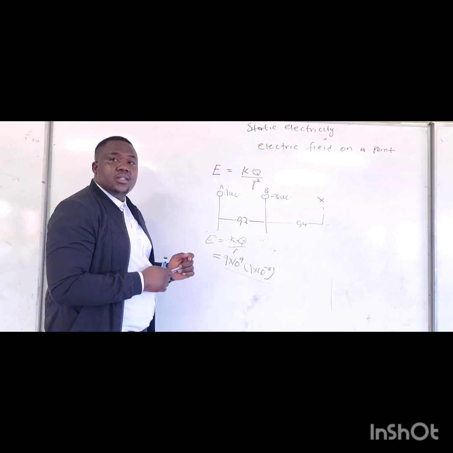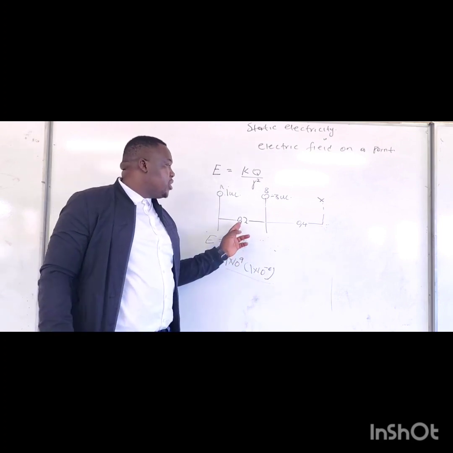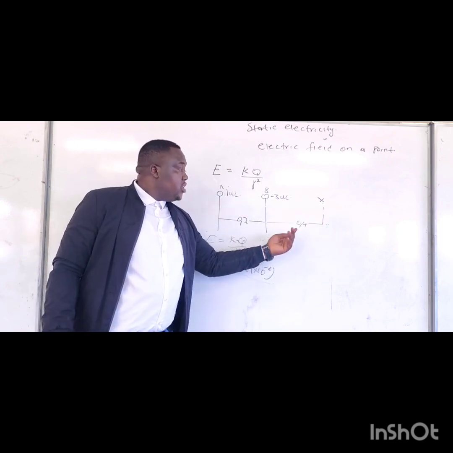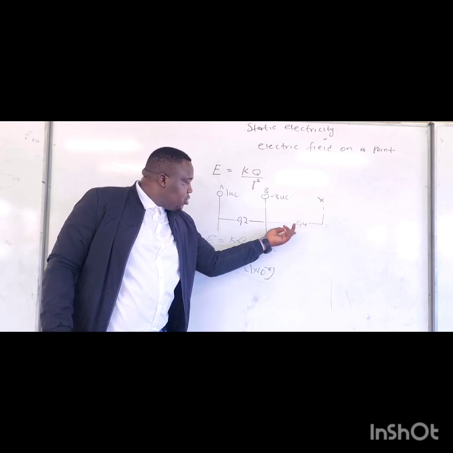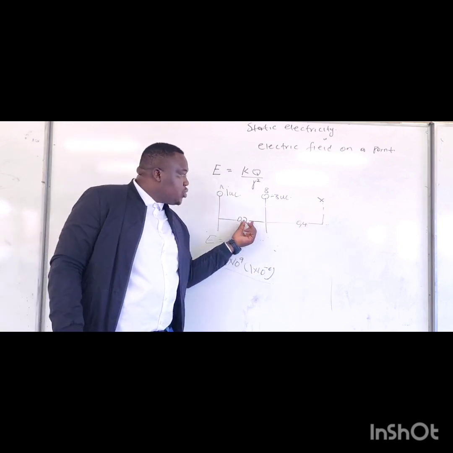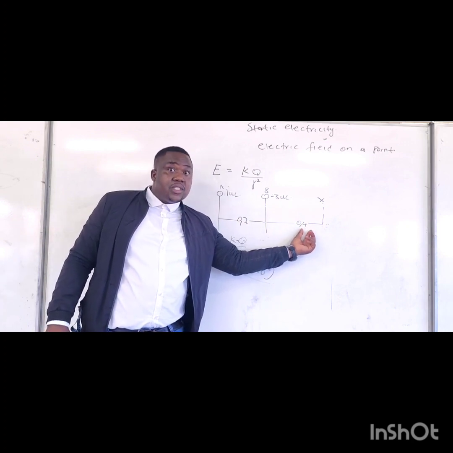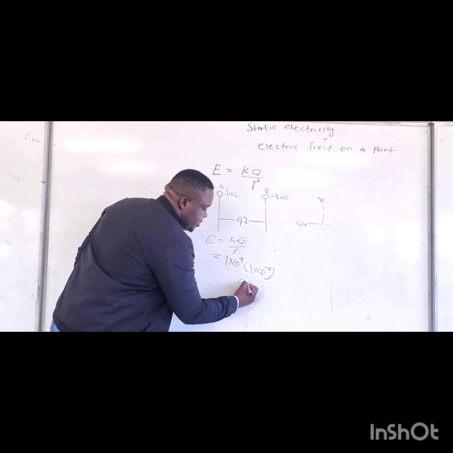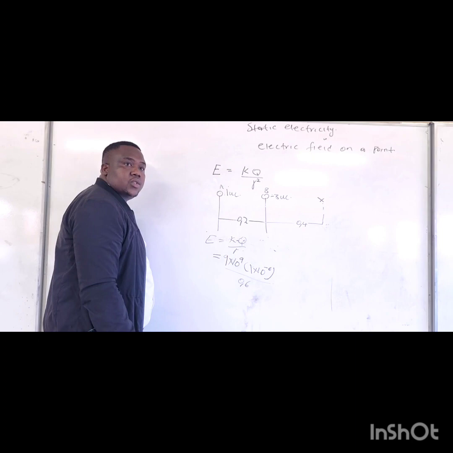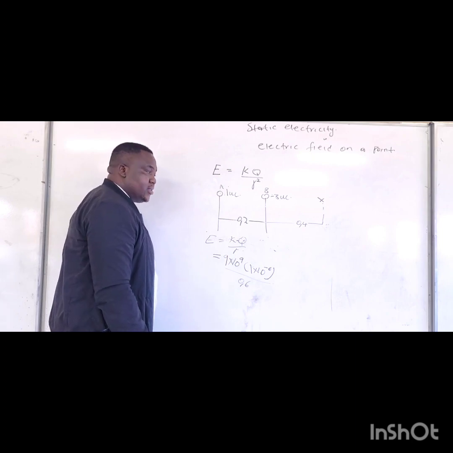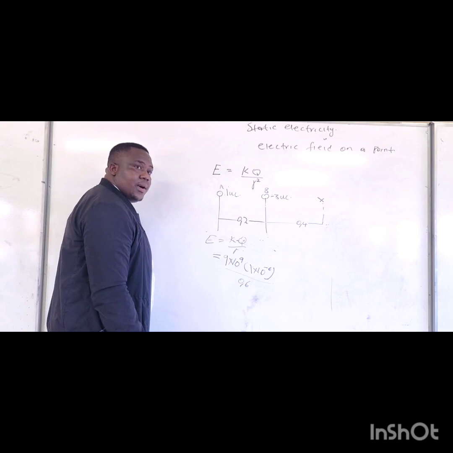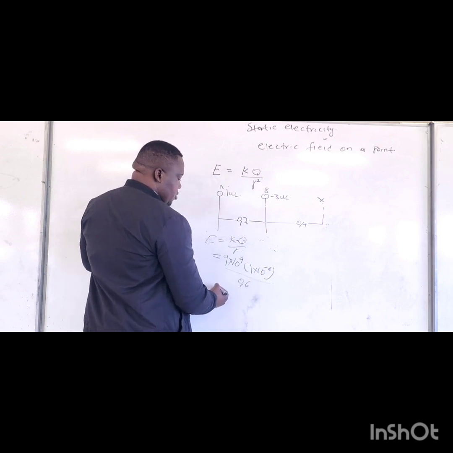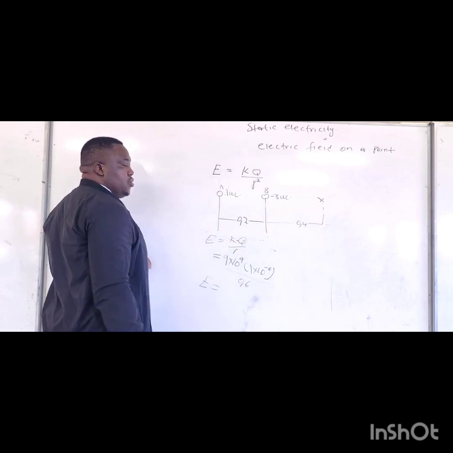Kids usually make a mistake, they will write 0.2. It is not. The distance between A and X is this distance from this X to this A. It's 0.2 plus 0.4. You see? And that will give us 0.6. Understand? We get 0.6. Then we get the electric field for this one.